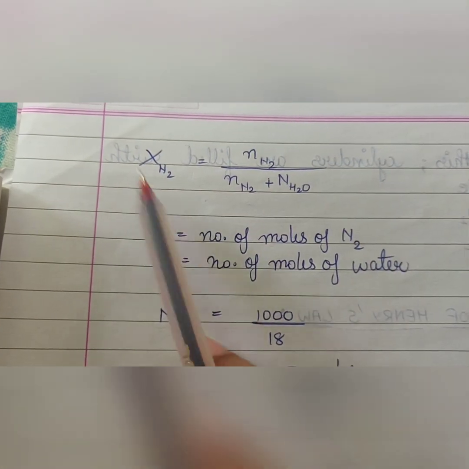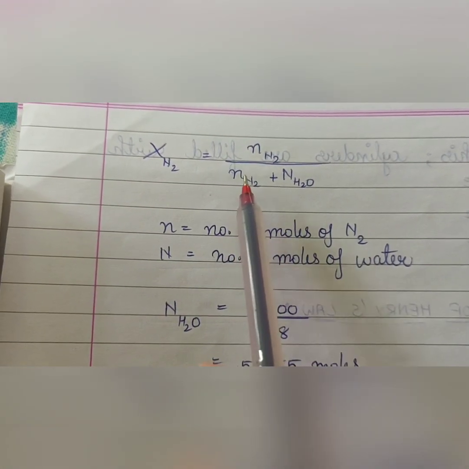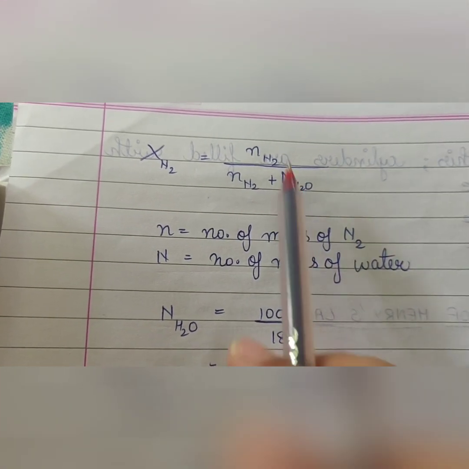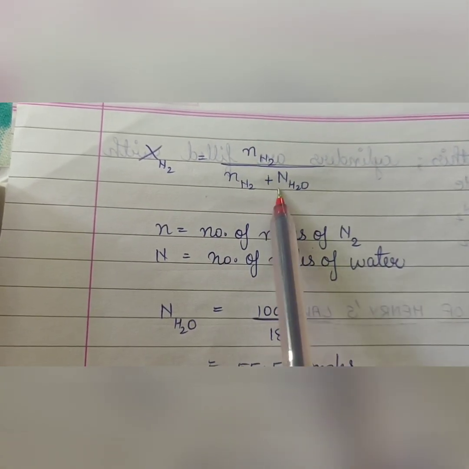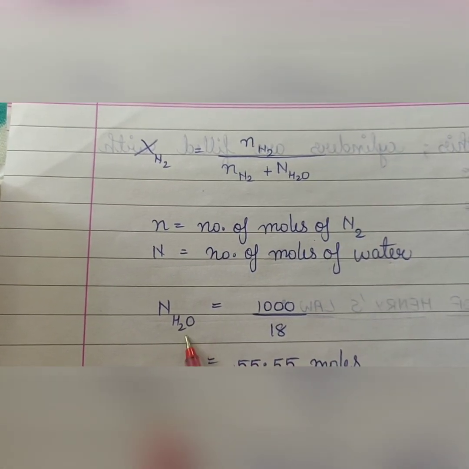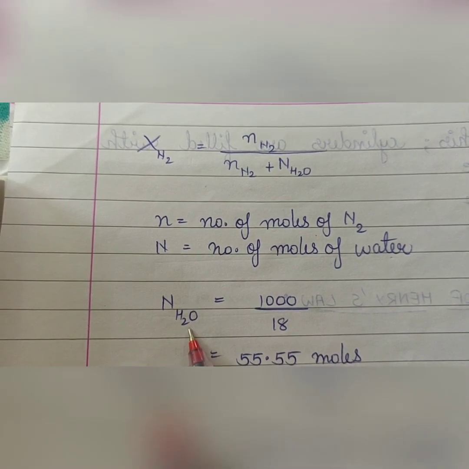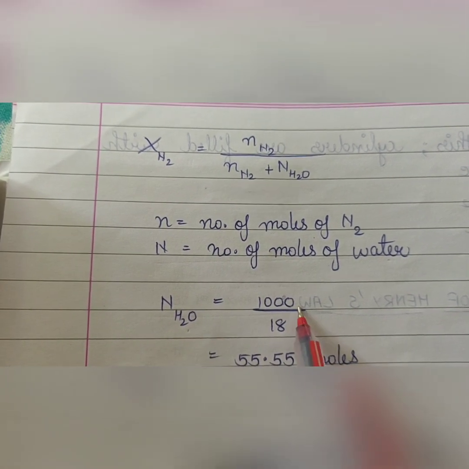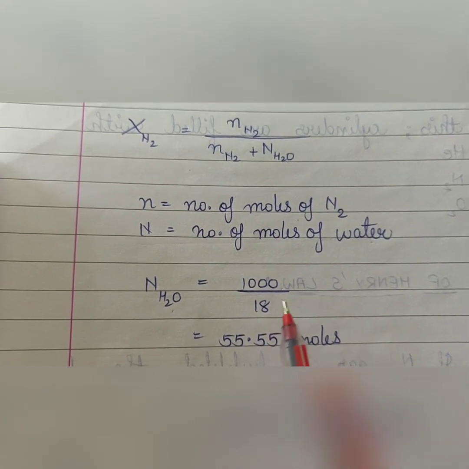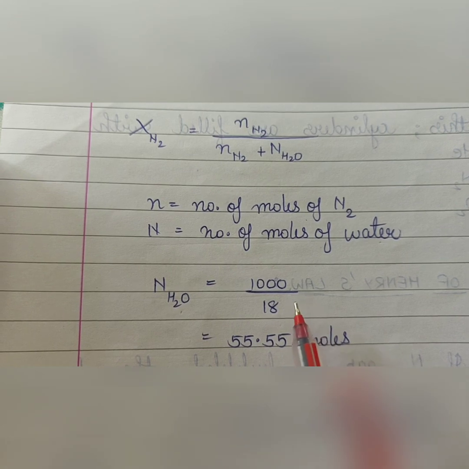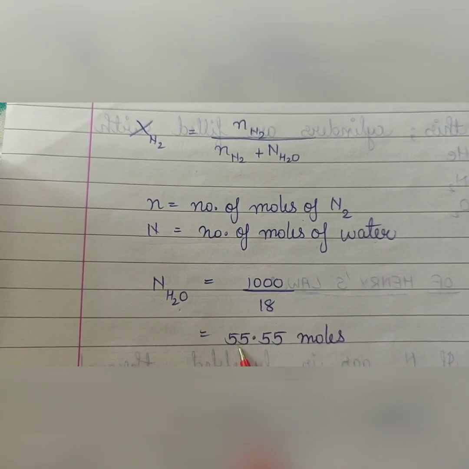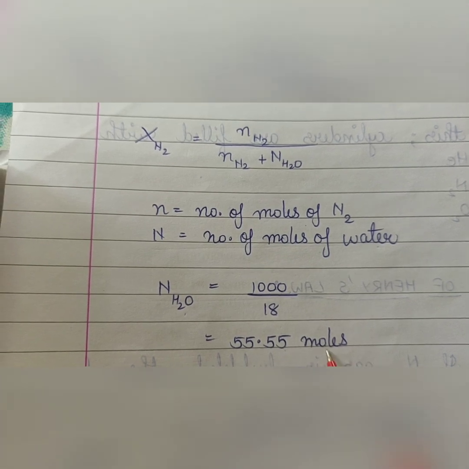Mole fraction of nitrogen is number of moles of nitrogen upon total of both nitrogen and water. Small n stands for number of moles of nitrogen and capital N resembles number of moles of solvent, that is water. Now number of moles of water, we are given 1 liter, right? So 1000 upon 18. Density is not mentioned, so we will take it as 1. So it is 1000 upon 18, and we get number of moles of water as 55.55 moles.